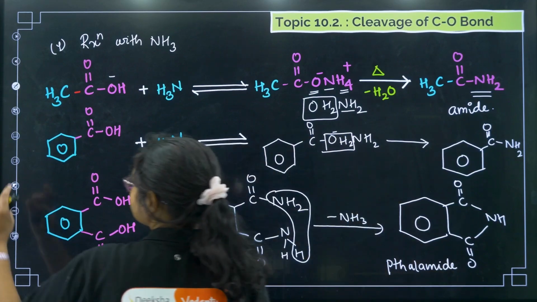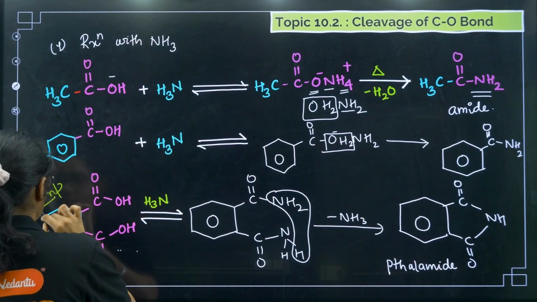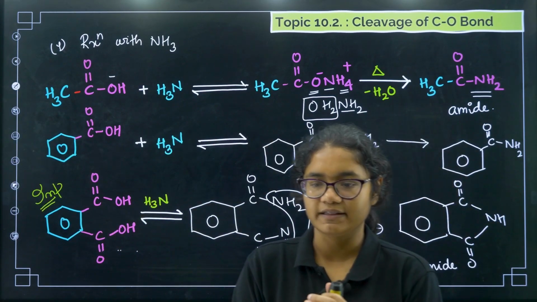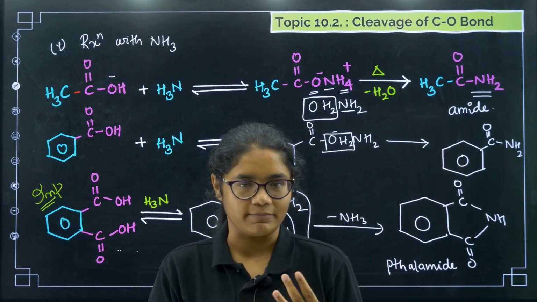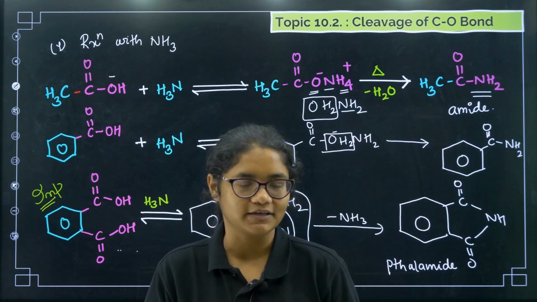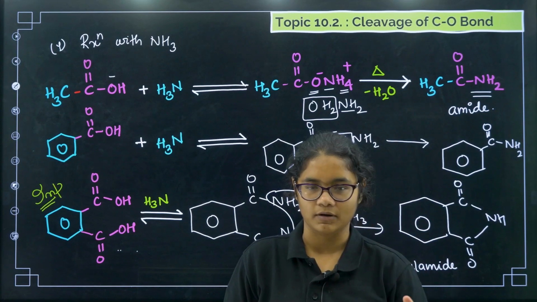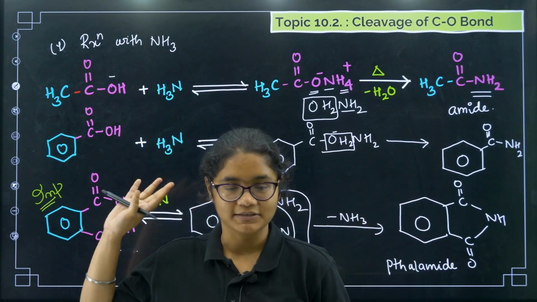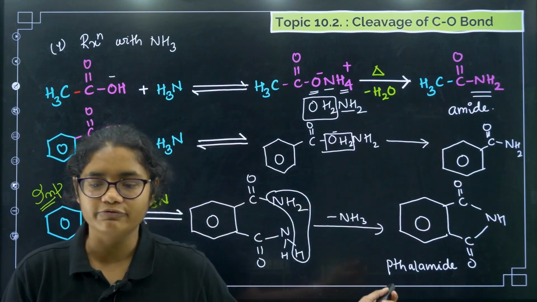Okay, so this is a very important question. You can note down, this one is an important reaction. Please note down this reaction. So now we have seen, with the cleavage of the C-O bond, four reactions. First one is anhydride formation. Second one is esterification. The third one is reaction with SOCl2 or PCl3 or PCl5, and the fourth one is reaction with ammonia, and there this reaction is very important where there is the formation of phthalimide.